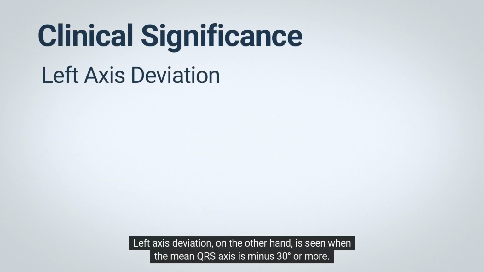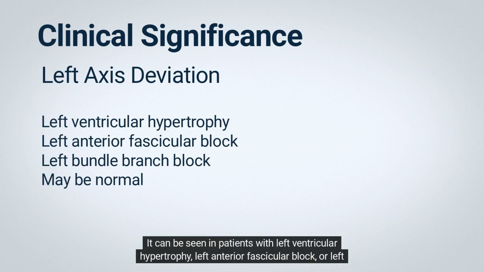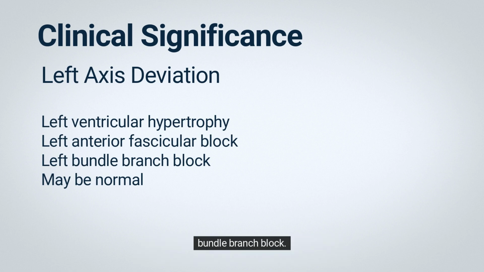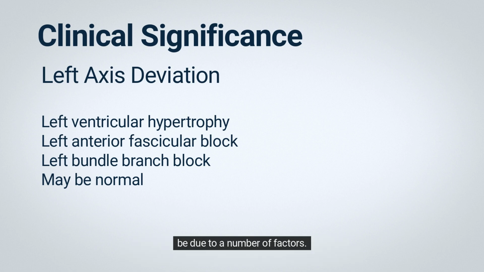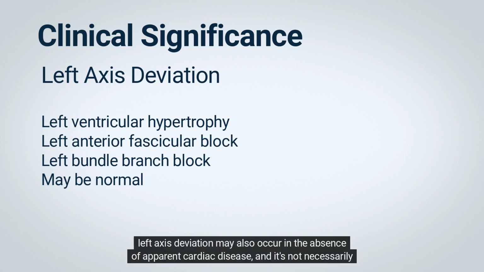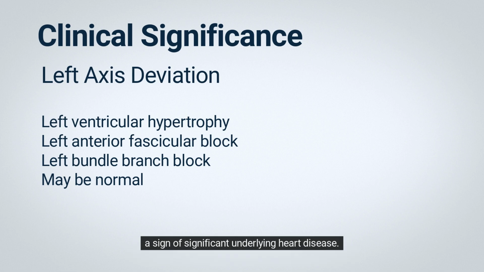Left axis deviation, on the other hand, is seen when the mean QRS axis is minus 30 degrees or more. It can be seen in patients with left ventricular hypertrophy, left anterior fascicular block, or left bundle branch block. Left ventricular hypertrophy occurs when the left ventricle becomes enlarged and thickened, which can be due to a number of factors. Left axis deviation may also occur in the absence of apparent cardiac disease, and it's not necessarily a sign of significant underlying heart disease.